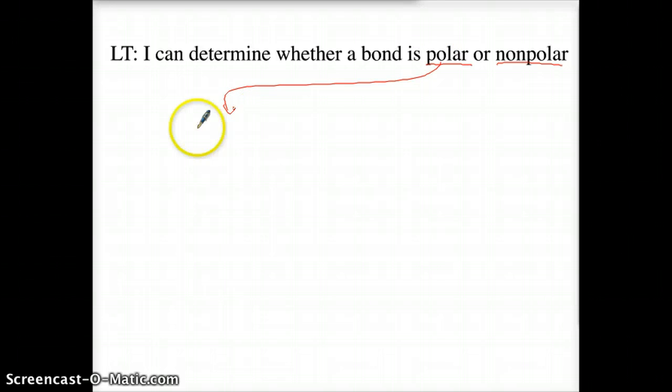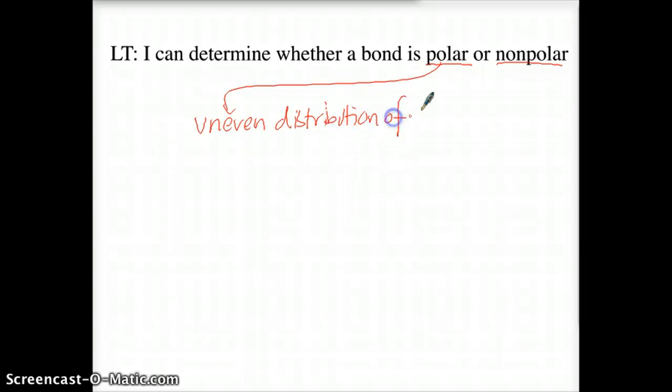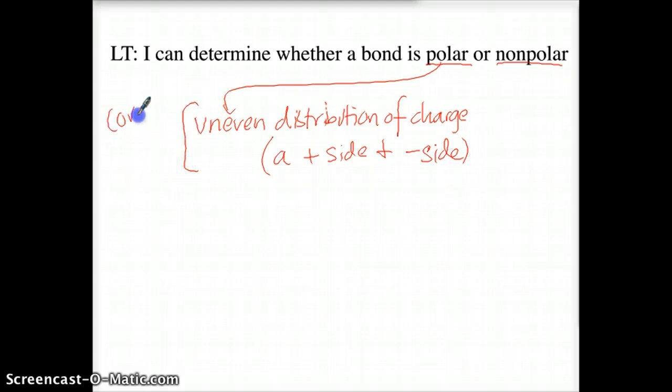Polar. A bond is polar if it has an uneven distribution of charge. So essentially what this means is a molecule is polar if it has charge, if it has a positive side and a negative side. And this is only true if it's also covalent, because we have learned that ionic compounds have positive and negative charges. Here we're talking about, maybe more specifically we should say, whether a covalent bond is polar or nonpolar.